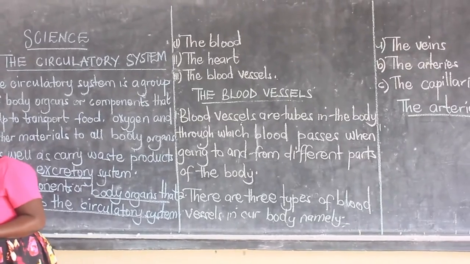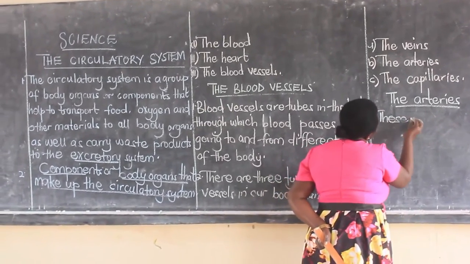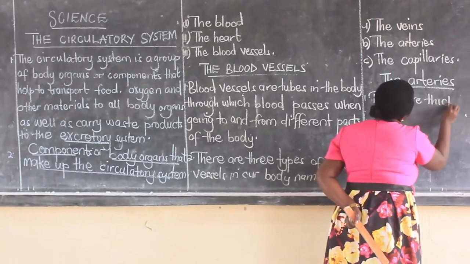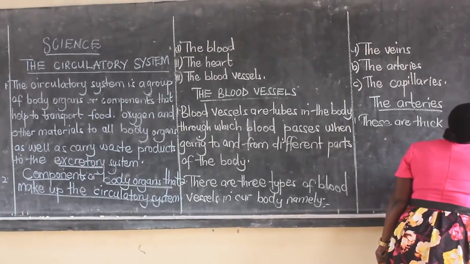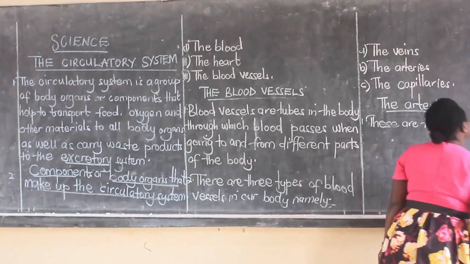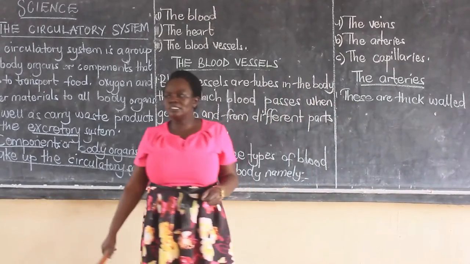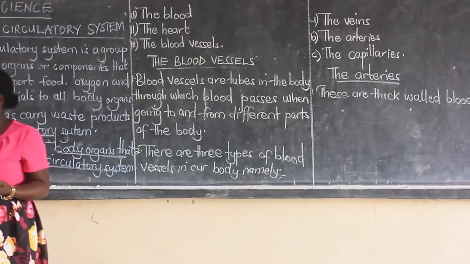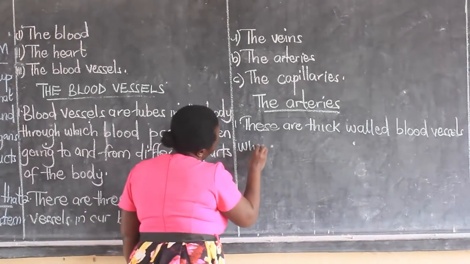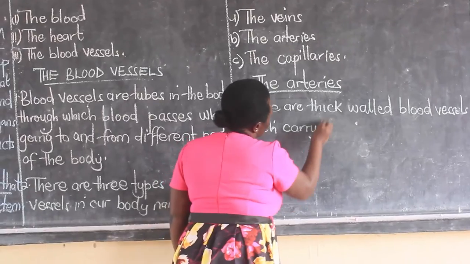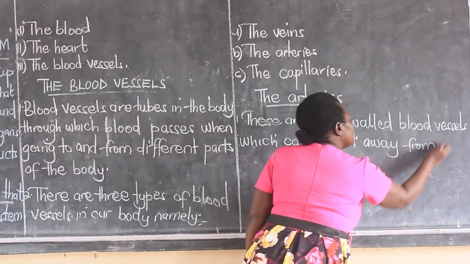In terms of their characteristics, we are going to say these are thick-walled blood vessels. Arteries, these are thick-walled blood vessels, which carry blood away from the heart.